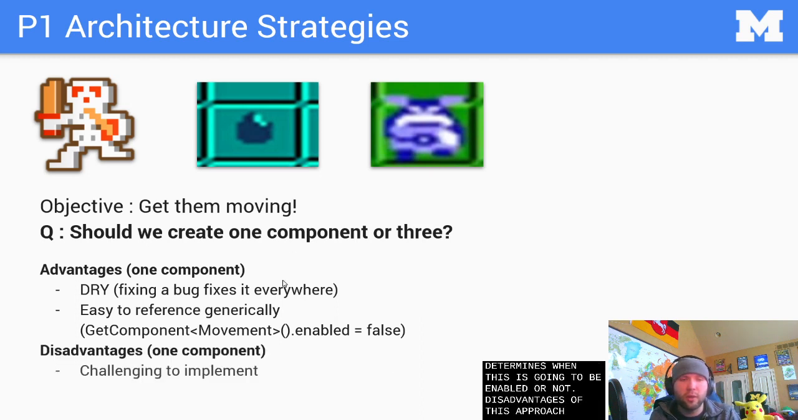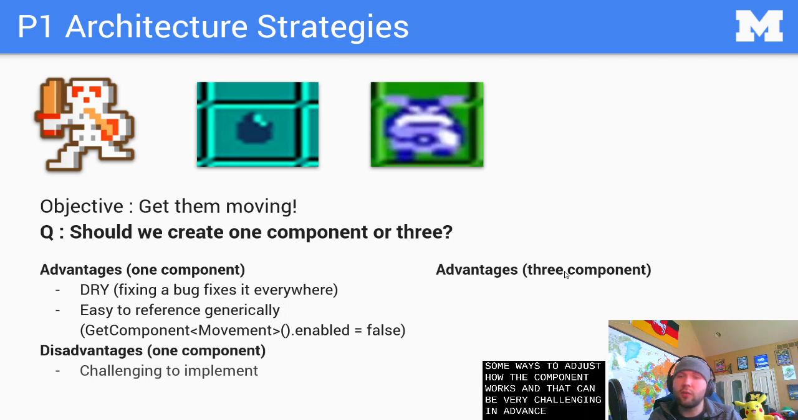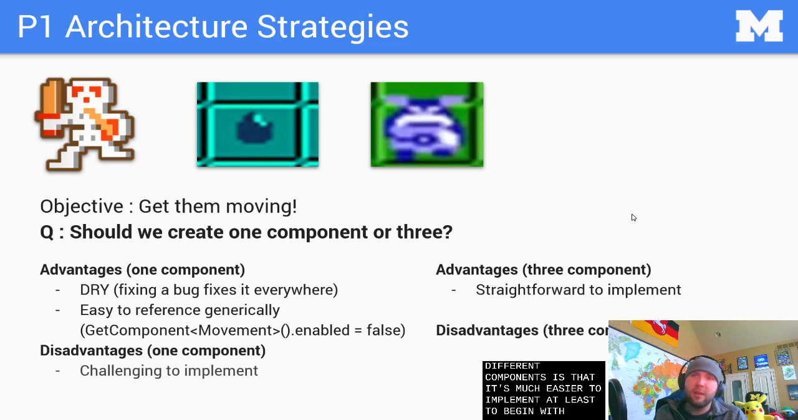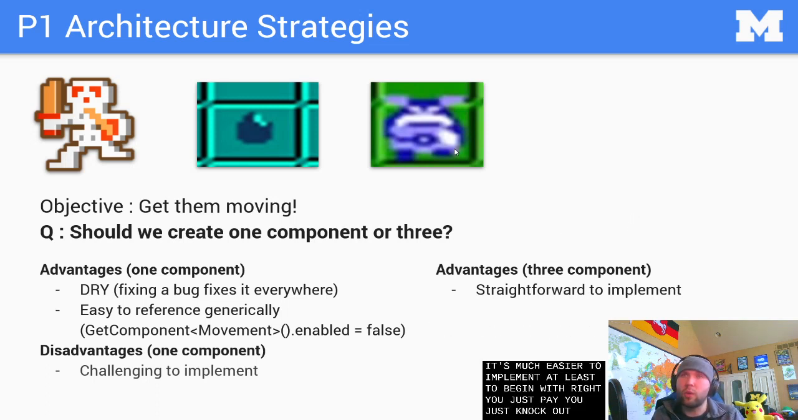Disadvantages of this approach is that this can be kind of challenging to implement, right? These movement patterns are very similar, but they're a little bit unique, right? So you need some ways to adjust how the component works, and that can be very challenging. An advantage of going with three different components is that it's much easier to implement, at least to begin with. You just knock out each one. You just write the custom code that you need for each one of these game objects. You're not reusing anything. If you do reuse any logic, you're copying and pasting all that logic in.